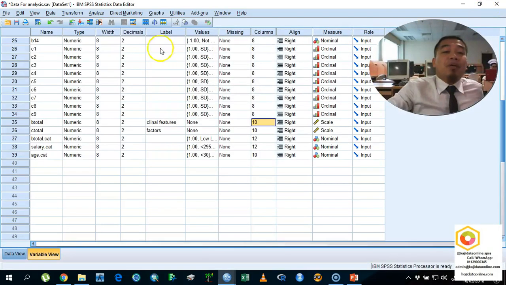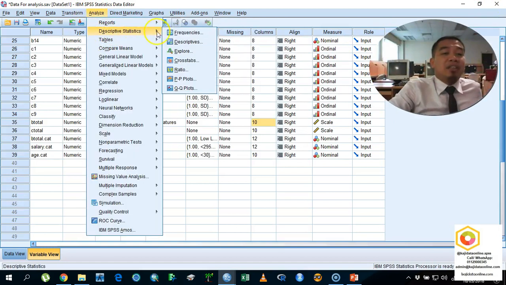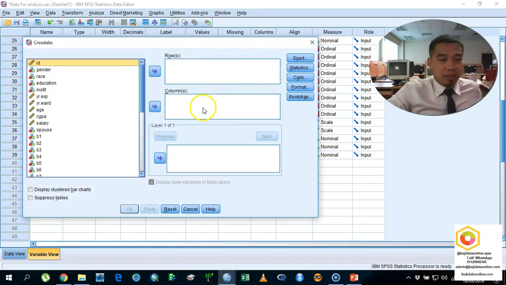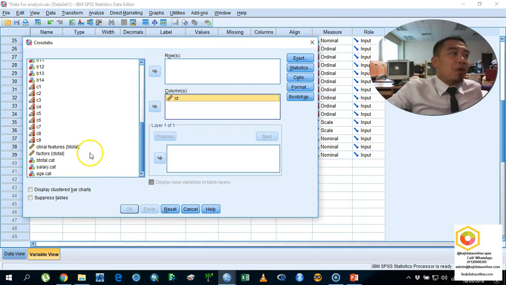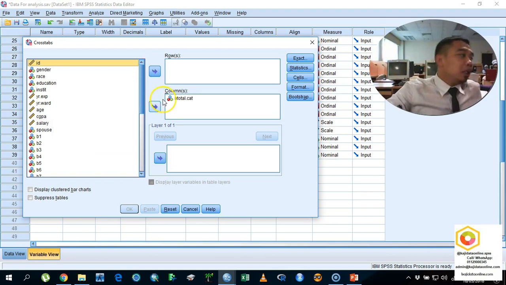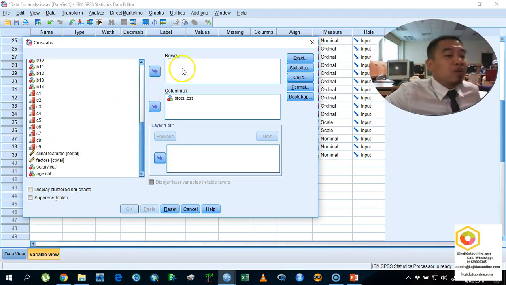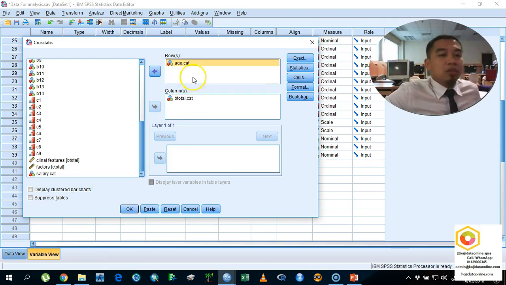Now we are going to run it. How to run? Analyze, Descriptive Statistics, Crosstabs. Now you see the column here. Usually the column we set for the DV. The DV we put inside the column, usually. And then the next one, you put your factor inside the row. What kind of factor? I am going to talk about age, so I put age inside the row. So I have the row and the column. The row is our factor, the column is our DV.